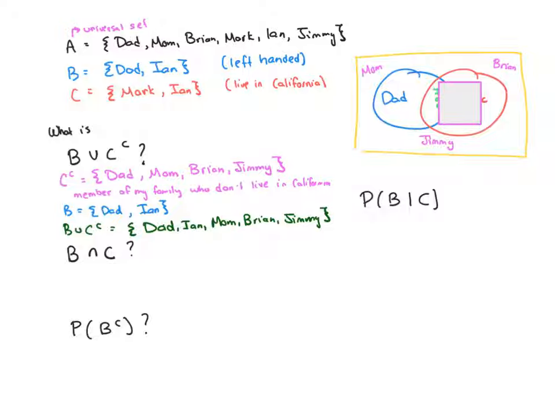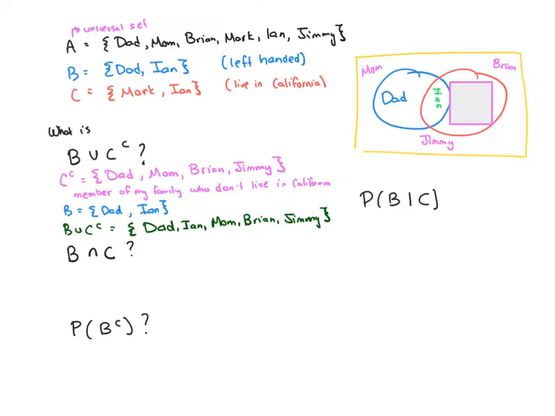And now when I union that with B, I'm unioning all of the stuff in the blue set. So I add back everything in that blue set. Now I have the stuff that was in B, the blue set, including Ian and Dad, plus the stuff that wasn't in C, again my dad, Brian, Mom, and Jimmy. So all together, we get that Dad, Ian, Brian, Mom, and Jimmy are in that B union C complement.